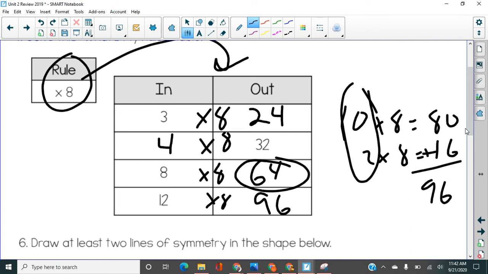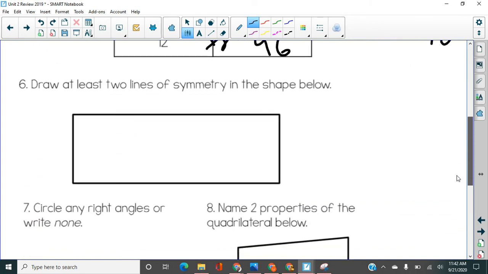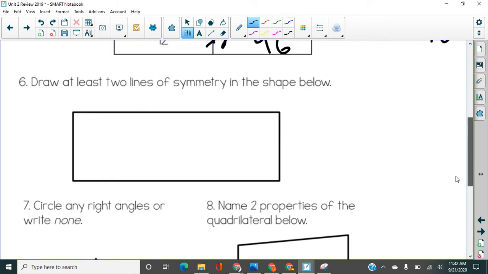Okay. All right, symmetry, symmetry, symmetry. What is symmetry before we start here? What is symmetry? Symmetry means when something is identical on both sides. You might have mentioned that if you can fold it, it matches.